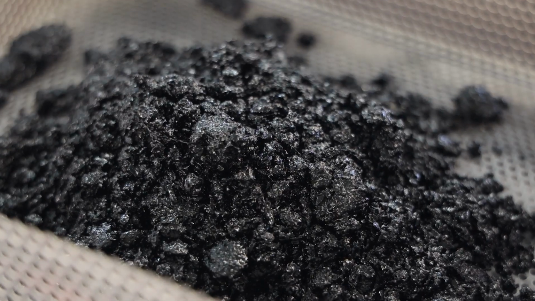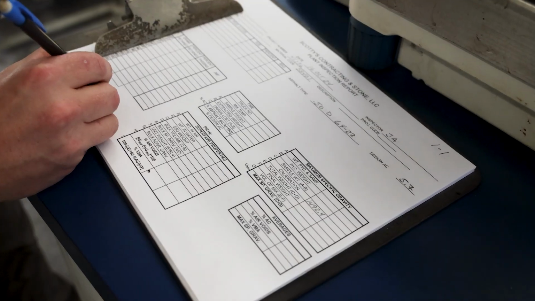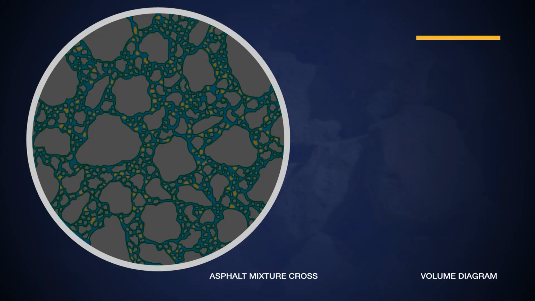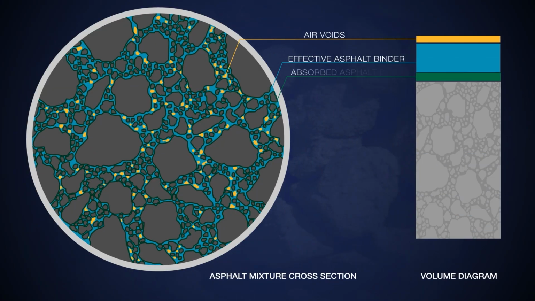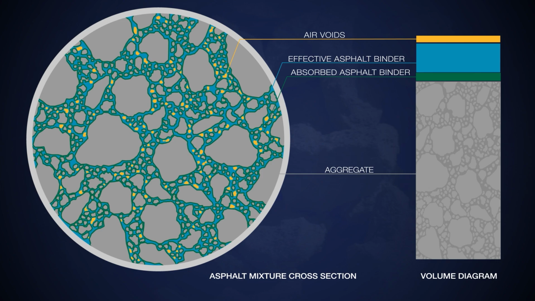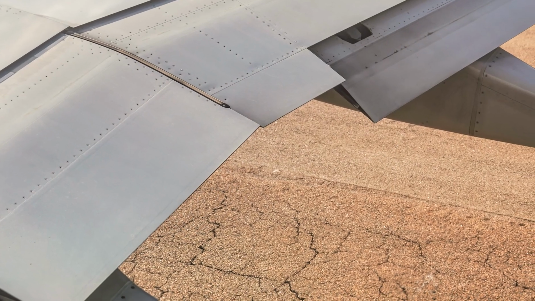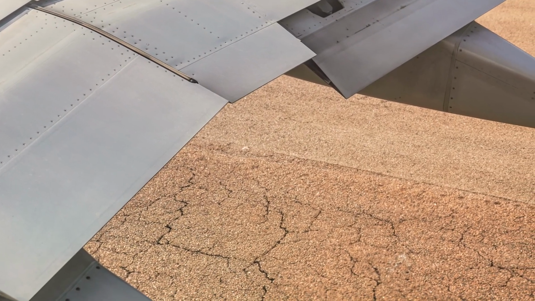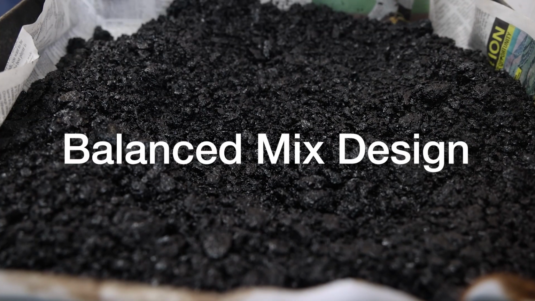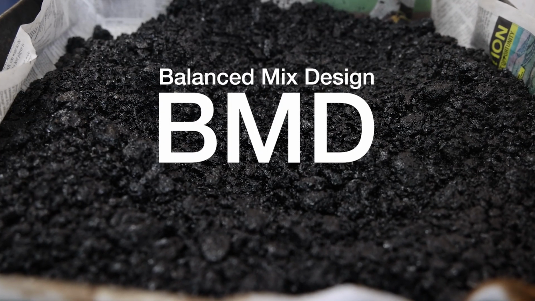For decades, airfield asphalt mix designs have been based on volumetric criteria: air voids, binder content, aggregate structure. These are helpful measures, but they don't always predict how a mixture will hold up under real-world conditions. That's where Balanced Mix Design, or BMD, comes in.